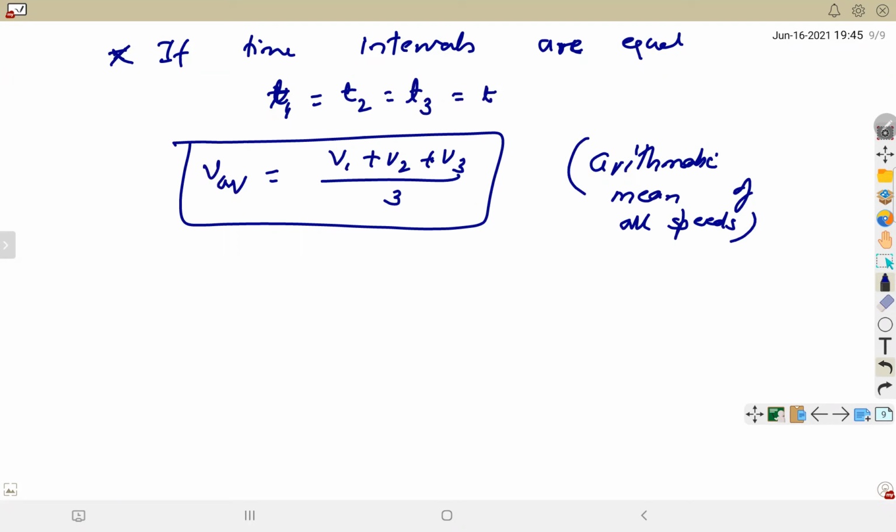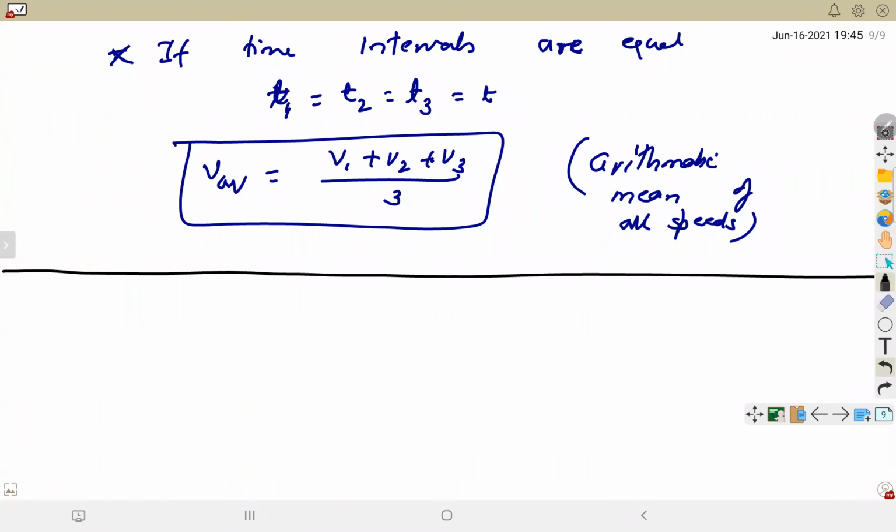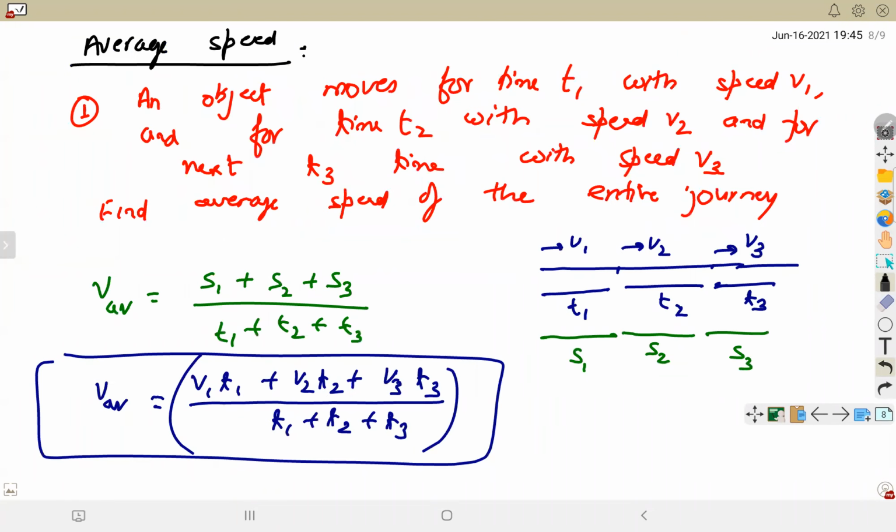But for any other cases we cannot do that. Other cases means if time is not equal, distance is equal. Method is simple, total distance upon total time. Total distance हो गया s1 plus s2 plus s3. Total time is t1 plus t2 plus t3. s1 is v1 t1, s2 is v2 t2 and s3 is v3 t3.